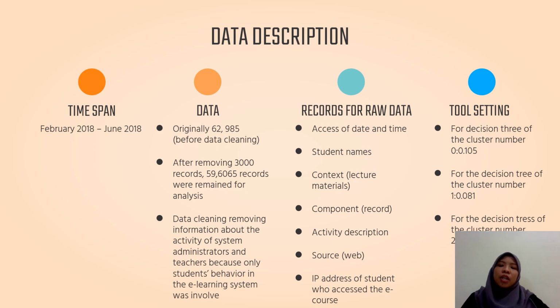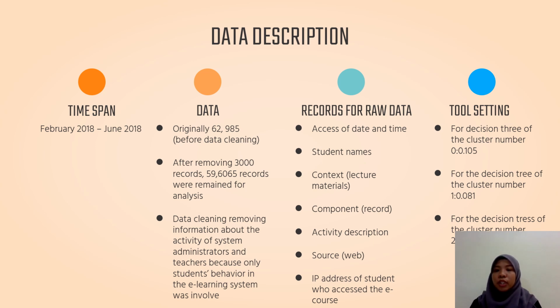Due to the sensitivity of the data and privacy, only a subset of anonymized data was extracted for further analysis. In total, there were 185 students participating in the e-course during the semester. This is a record of the raw data, which consists of access date and time, student name, context, component, activity description, source, and IP address of the student who accessed the e-course.